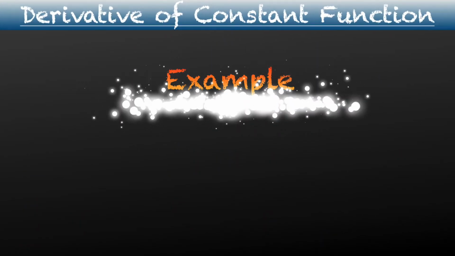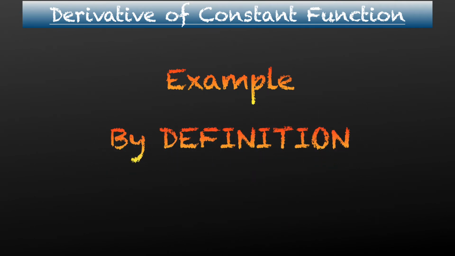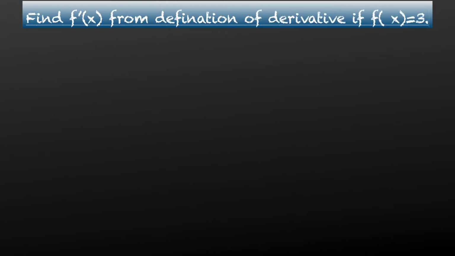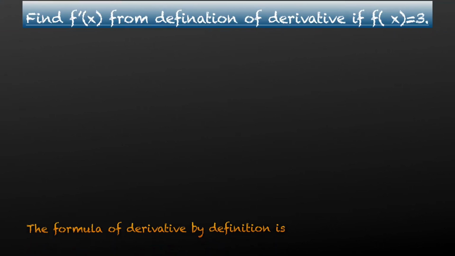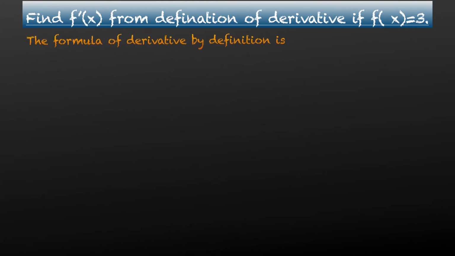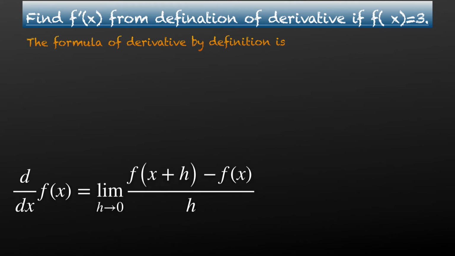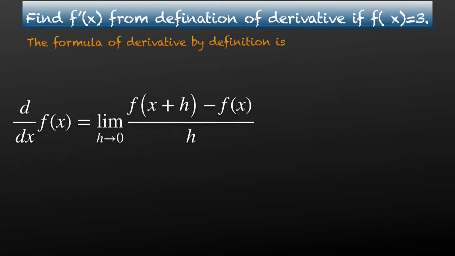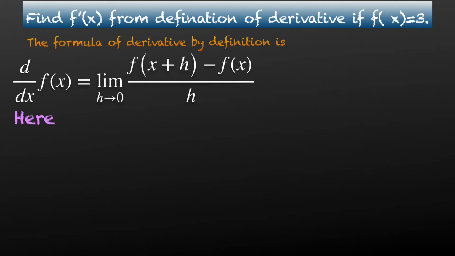Now I explain the example of the derivative of a constant function by the definition method. Let's see the example of derivative. If we have f of x is equal to 3, let's show that f prime of x is equal to 0. We solve this question by considering the definition of derivative. We know that d by dx f of x is equal to the limit as h approaches 0 of f of x plus h minus f of x, divided by h, by definition.